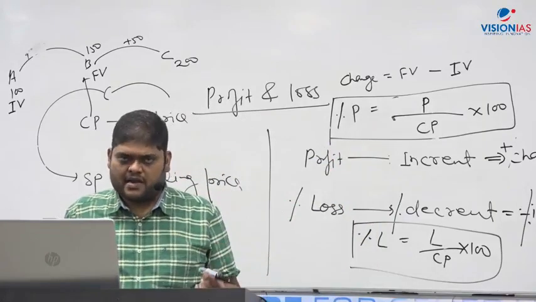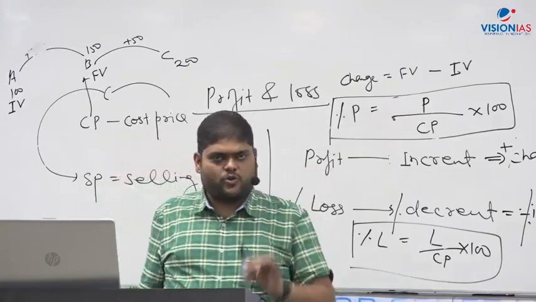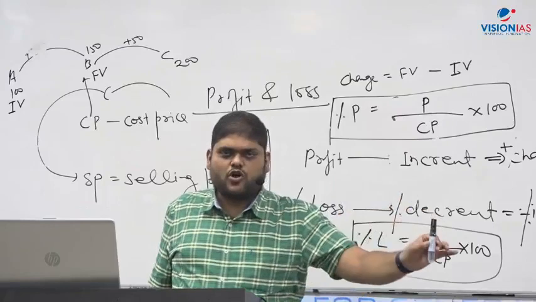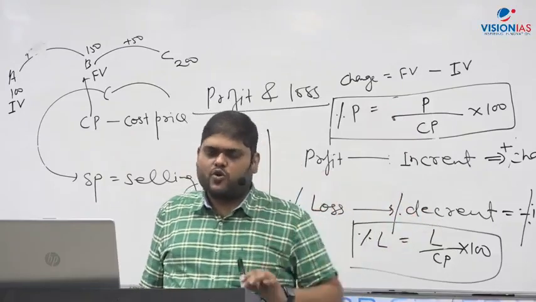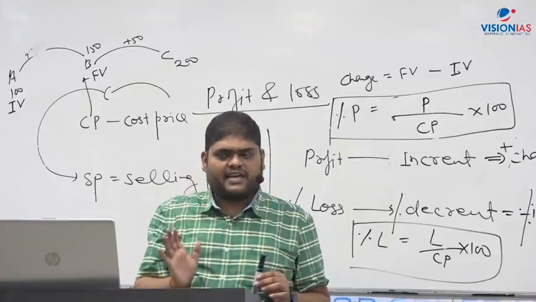So what will happen? I have a loss of 20 rupees. So SP is equal to 80, CP is equal to 100. That is equal to minus 20. Minus simply means loss.